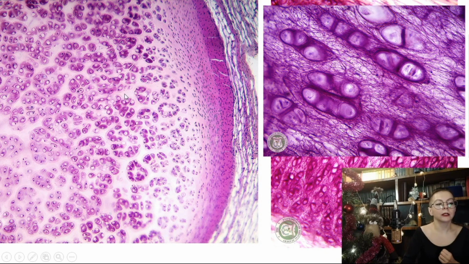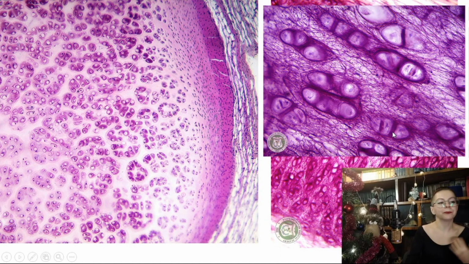While in hyaline cartilage, the extracellular matrix is homogeneous. It is more transparent, and no fibers can be found there. So if you can see fibers, if you distinguish fibers between the cells, this is elastic. If there are no fibers and clear spaces, then this is hyaline. And elongated isogenous groups, this is elastic cartilage.